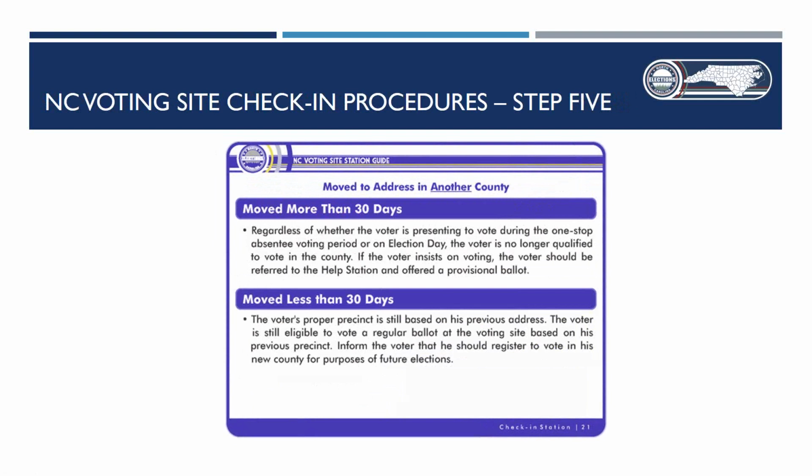All right, regardless of whether the voter is presenting to vote during one-stop absentee voting or on election day, the voter is no longer qualified to vote in the county if they moved more than 30 days from another county. If she insists on voting, the voter should be referred to the help station and offered a provisional ballot. Now, again, if they moved less than 30 days, the proper precinct is still based on the previous address. So the voter is still eligible to vote a regular ballot at the voting site based on the previous precinct.